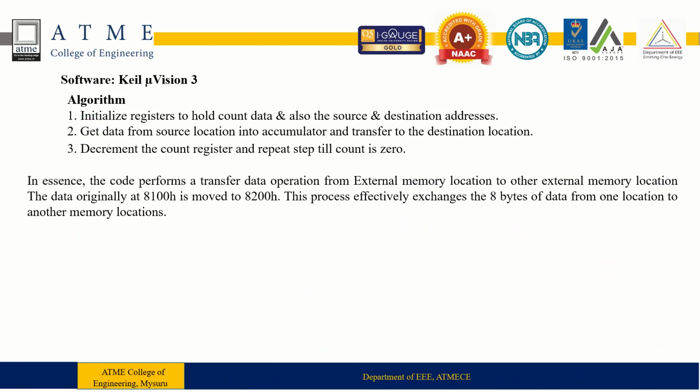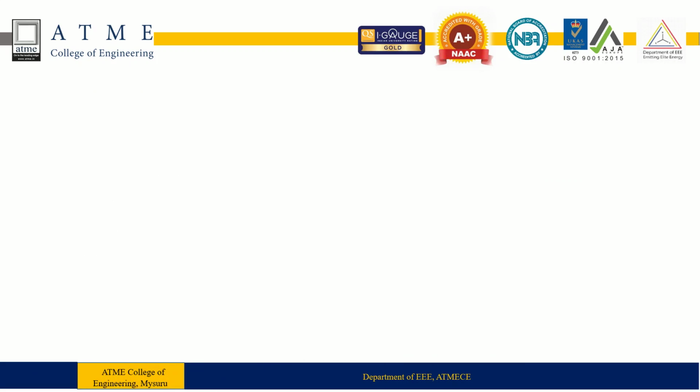So in essence, the code performs a data transfer operation from one external memory location to another. The data originally present at the 8100H external memory location, after executing, is moved to 8200H. This process effectively transfers the 8 bytes of data from one memory location to another memory location.